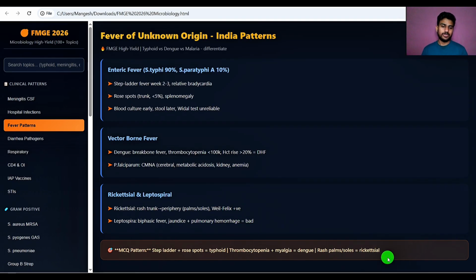So in one liner, what you have to remember is, whenever there is an MCQ, and the question mentions something like step ladder pattern or rose spots, you have to think about enteric fever, and the common organism is S.